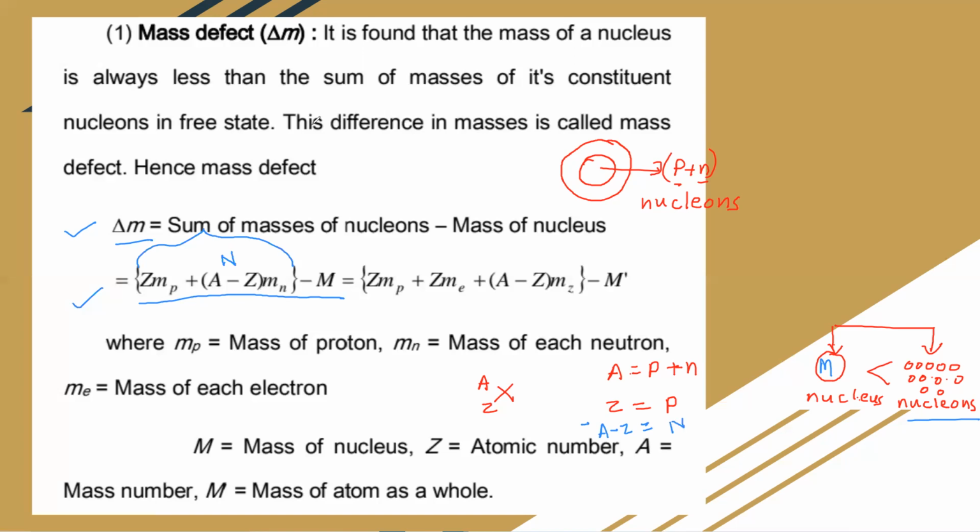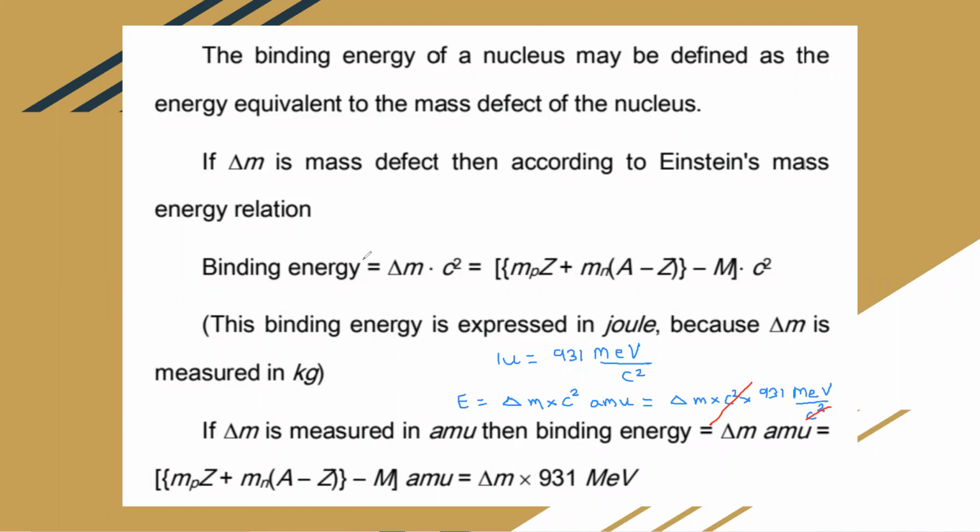Now let's move to the next point, which is binding energy. We can get binding energy by the formula mass defect into c square. You just put the formula for mass defect into c square, and it will give you binding energy. If the mass is substituted in kg, then you will get binding energy in joule. But many times you will find that the numericals are given in atomic mass unit, and you can convert that atomic mass unit into mega electron volt per c square, as one atomic mass unit is nothing but 931 mega electron volt per c square.